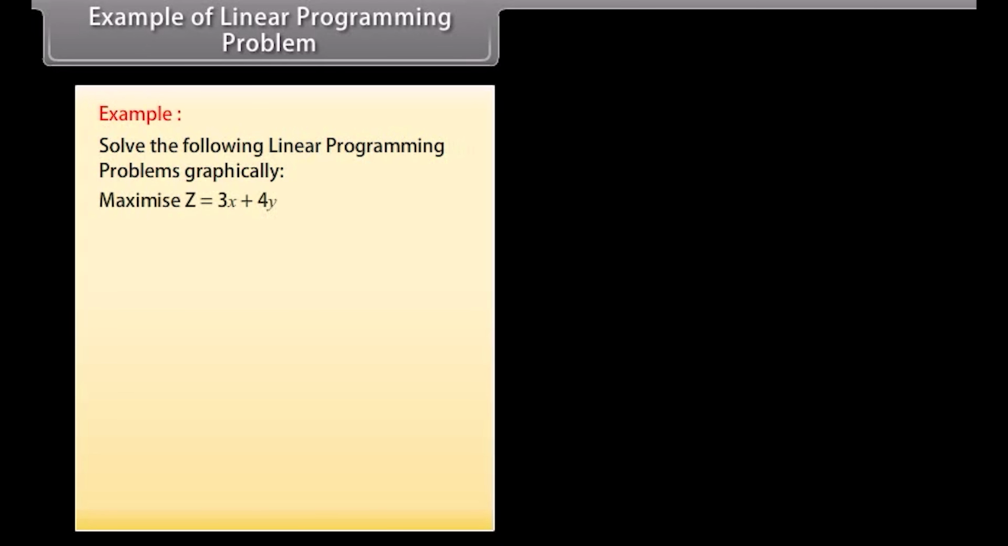Example of linear programming problem. Example. Solve the following linear programming problems graphically. Maximize Z = 3x + 4y, subject to the constraints x + y ≤ 4, x ≥ 0, y ≥ 0.